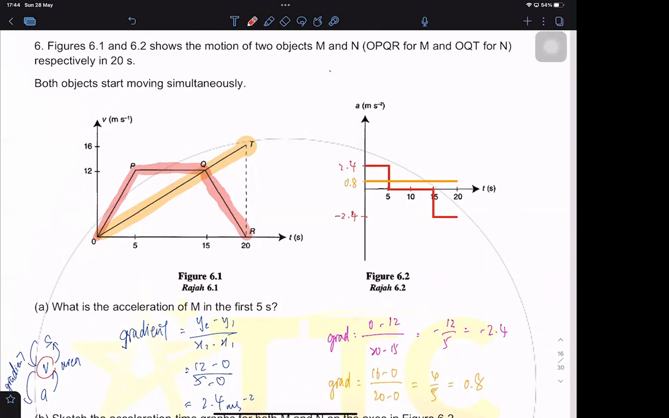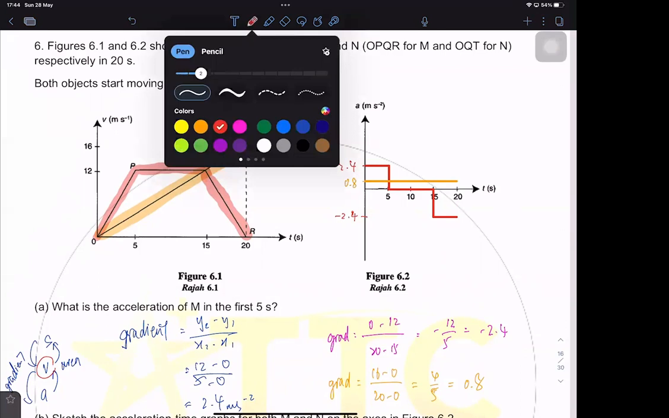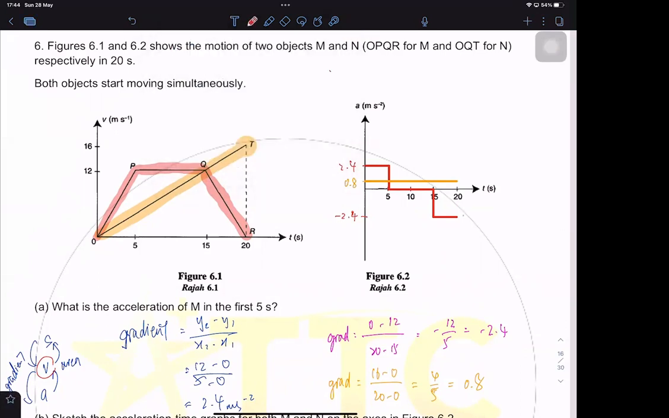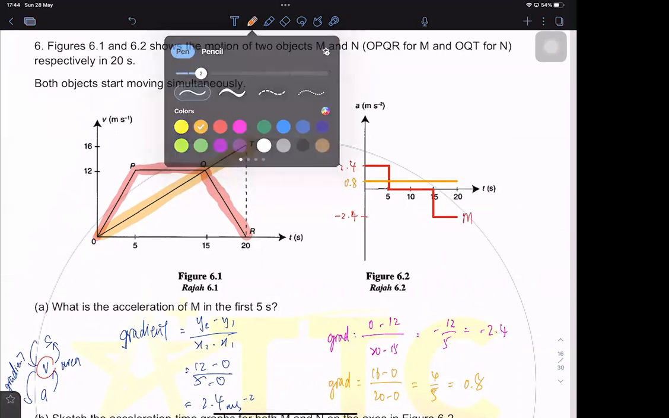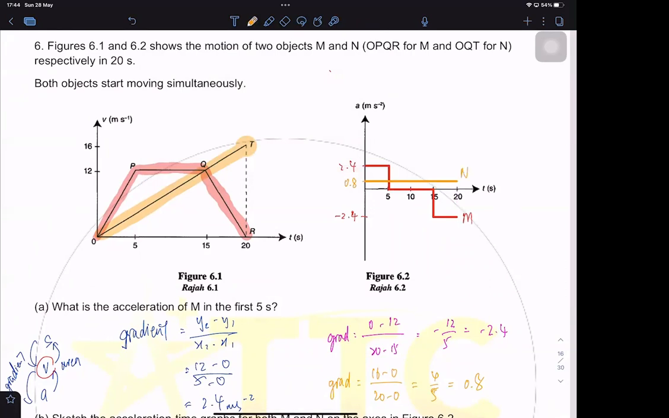This is how you get the acceleration time graph. You should label also. You say this is M and this is N, especially in your exam if you are using the same color. But of course, try to use different colors, black and blue or red.